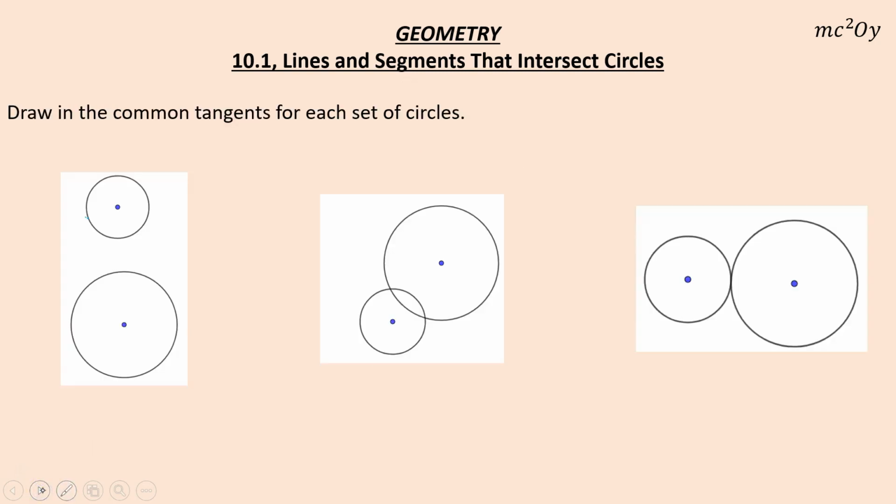Drawing common tangents for each set of circles, and we have 2 circles that do not intersect, so it may help to have a straight edge, and we'll see how my pen does here. It wasn't working too well earlier. It's giving me some wavy lines. Okay, we're going to redraw it and give that a shot. All right, the pen seems to be working a little better. Okay, so if we have that, that's one common tangent.